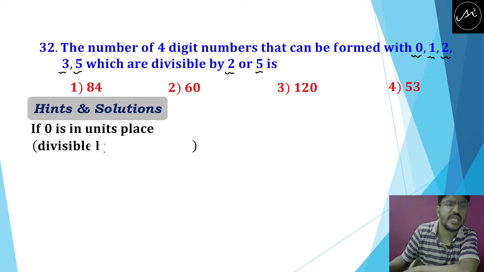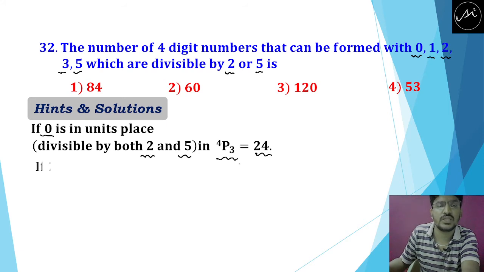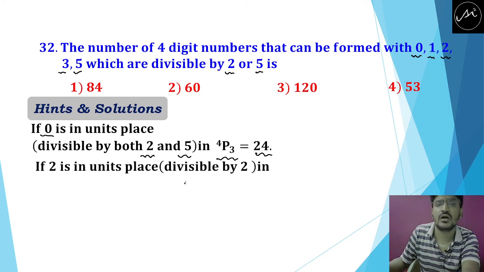So you just see 0 is in the units place, which will be divisible by both 2 and 5. So that will be 4P3. You are going to get 24. If 0 is in the units place, then it is divisible by both 2 and 5. So therefore 4P3 will be case 1.